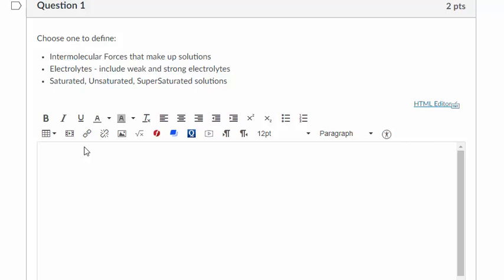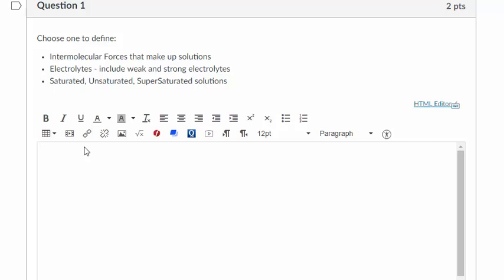If you choose electrolytes, not only do I expect you to define what an electrolyte is, but I expect you to work into the definition what weak and strong electrolytes are. Have some example forces. A drawing might be a good idea too.